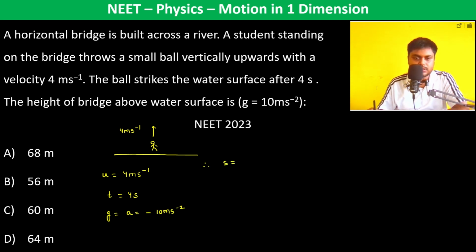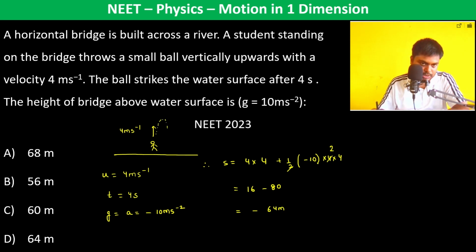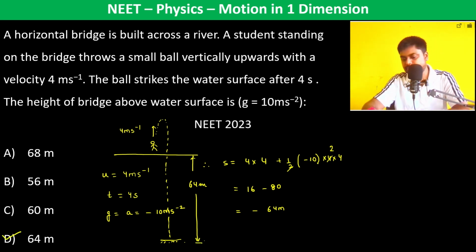So therefore s is equal to ut plus half at square, 4 into 4 plus half into minus 10 into 4 into 4, 16 minus 80, which is minus 64 meters. So therefore the ball is going to go like this and is going to go down and hit the surface of the water. Okay, and this height is 64 meters. So therefore D is going to be the answer.